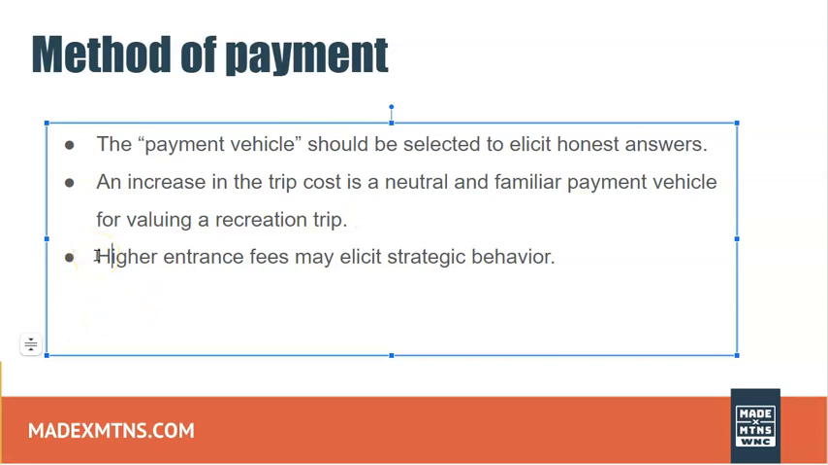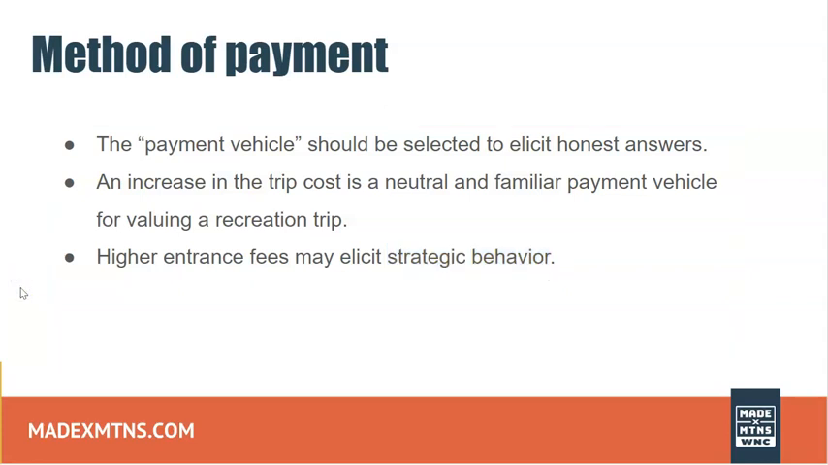Okay, in an earlier video, we talked about the cost of trips, entrance fees, and other explicit costs. But those tend to be poor methods of payment, because just imagine if you're asked whether you'd be willing to pay a higher entrance fee. Some people may want to keep entrance fees as low as possible, and so they might say that they would not pay the fee, even though they would pay a higher fee for the recreation experience. So that's known as strategic behavior. Okay, so we want to try to avoid that.